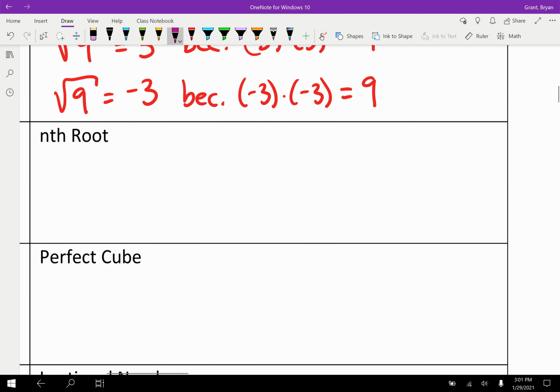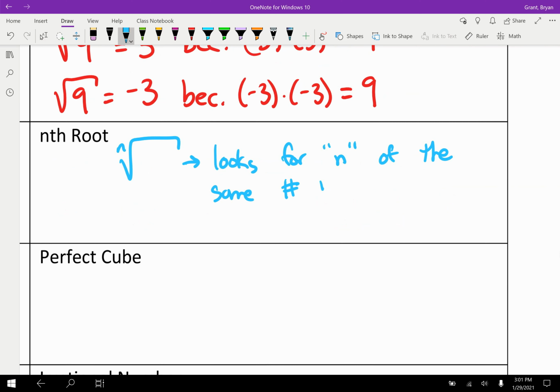And so when we get to an nth root, sometimes you'll see an nth root written like this. It looks for n, where n is a number, n of the same number multiplied together. That's a little vague though, so let's pick a number for n. In particular, let's try 5. Let's try the 5th root of 32. We may not know how to do that yet on a calculator, but I bet if I gave you the answer, you could at least check it for me. I'm going to tell you the answer is 2.